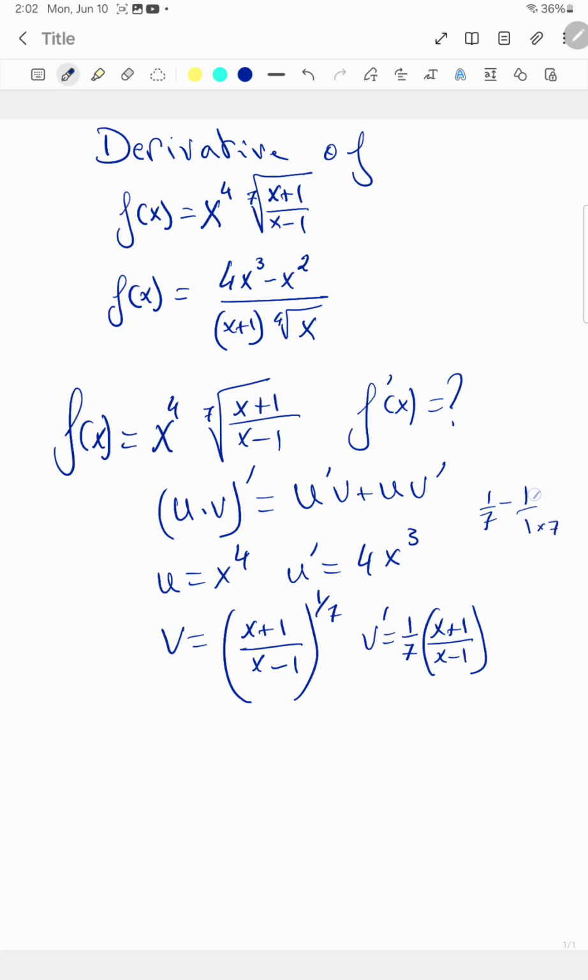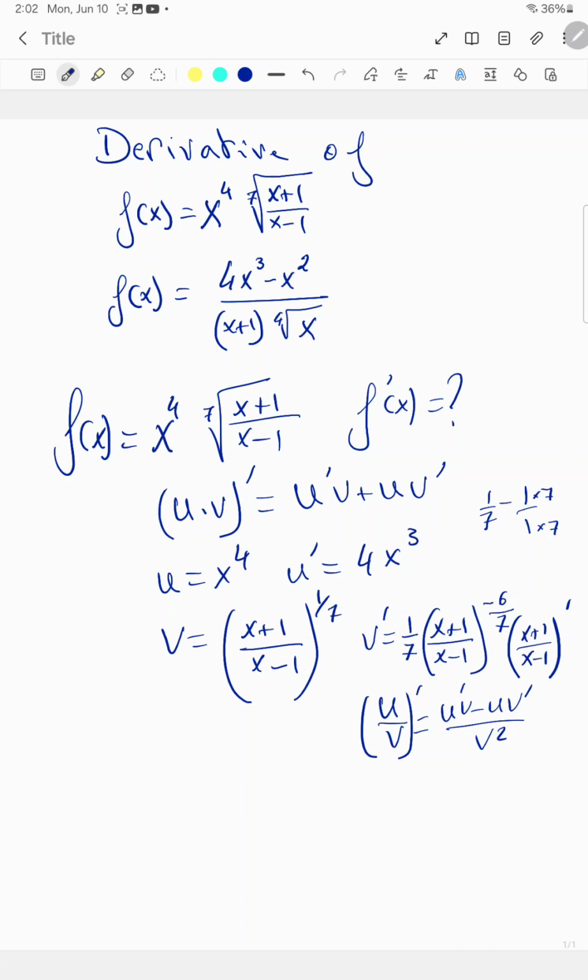So I multiply by 7 here, by 7 here, so it becomes 6 to the power of minus 6. So yeah, minus 6 divided by 7. But I have to multiply by the derivative of (x plus 1) divided by (x minus 1). And (x plus 1) divided by (x minus 1) looks like u divided by v, the derivative of which is u prime v minus u v prime, divided by v squared.